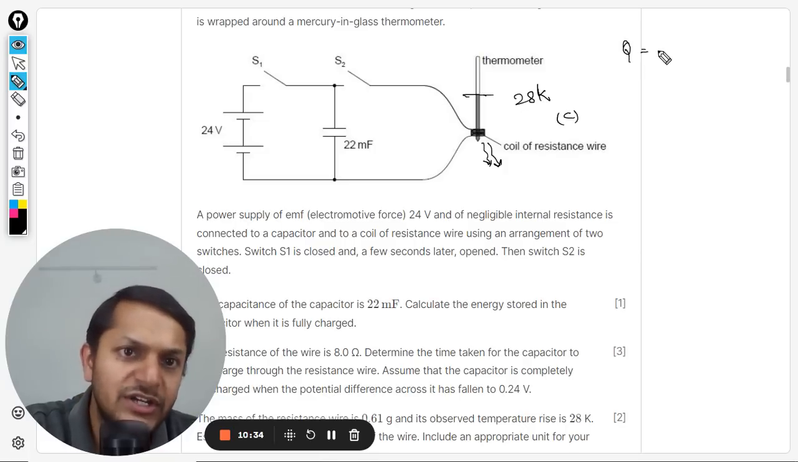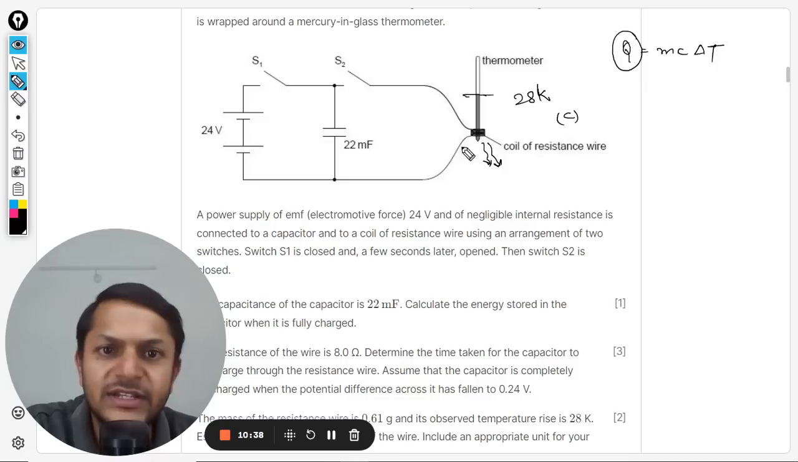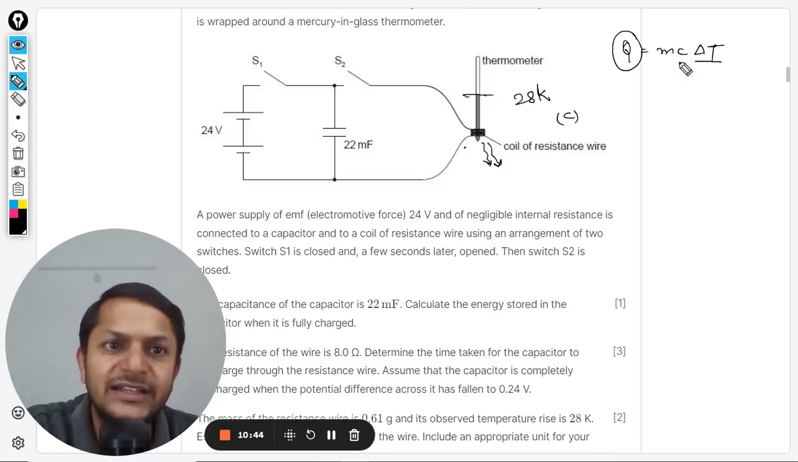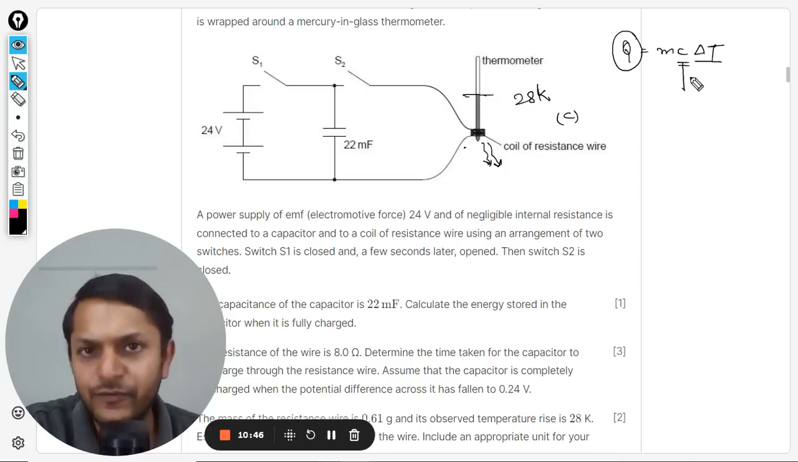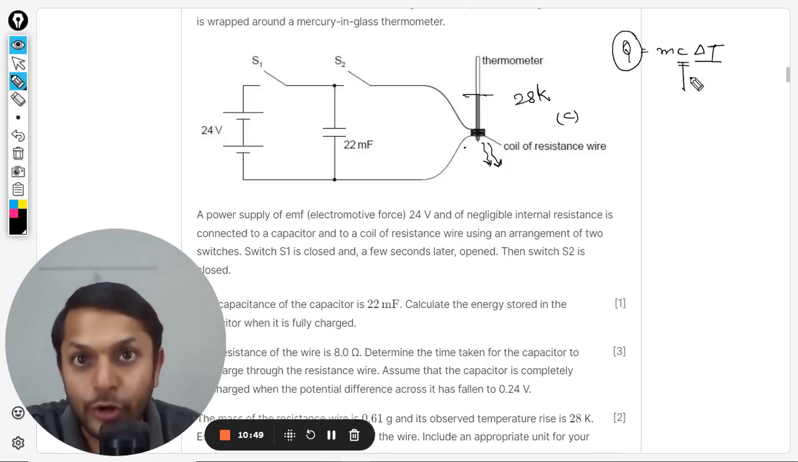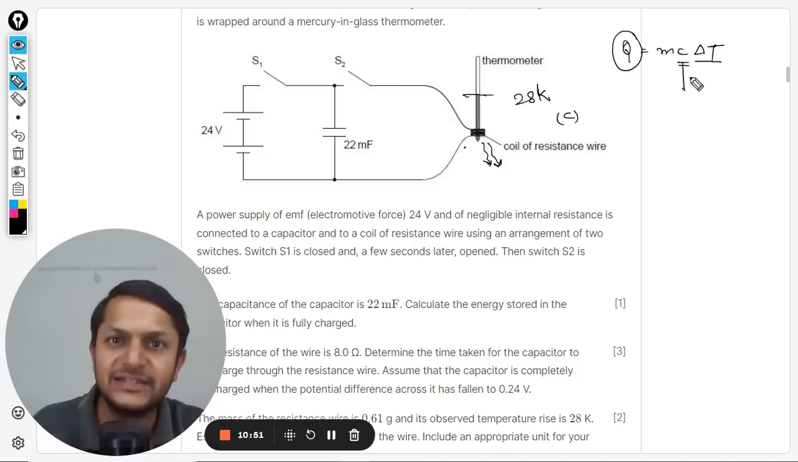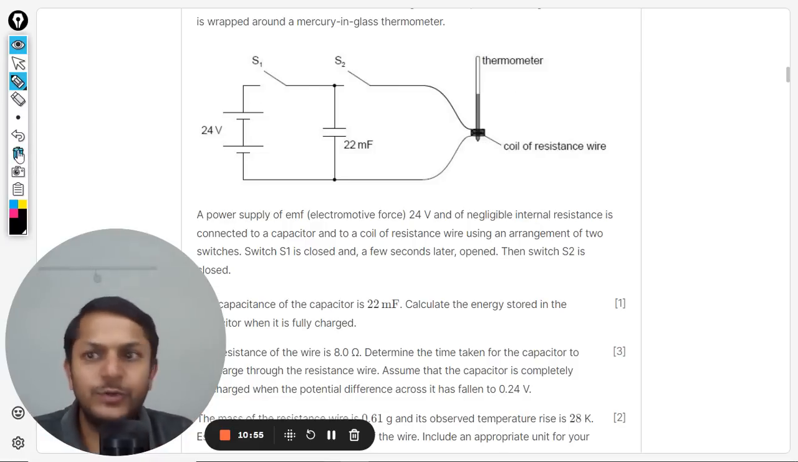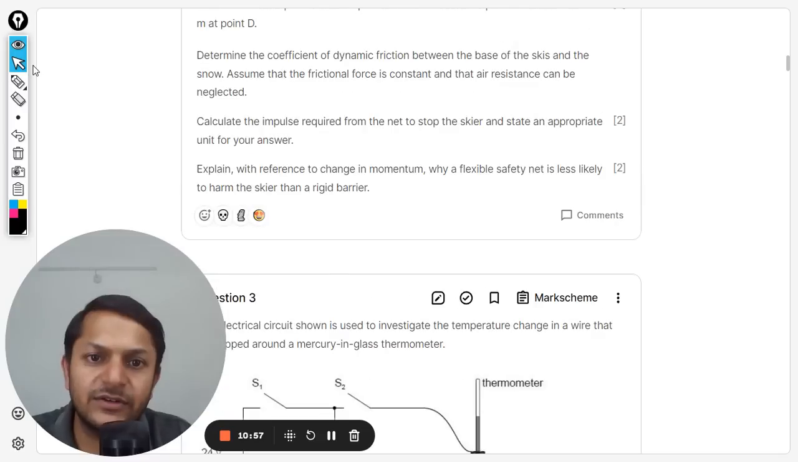So Q is equal to mc delta T. Clearly, you see, Q is the constant value, but here the temperature rise is not sufficient. So clearly the specific heat value that we have found is more than the actual value. So this should be the answer. Let us see what is written in the mark scheme.